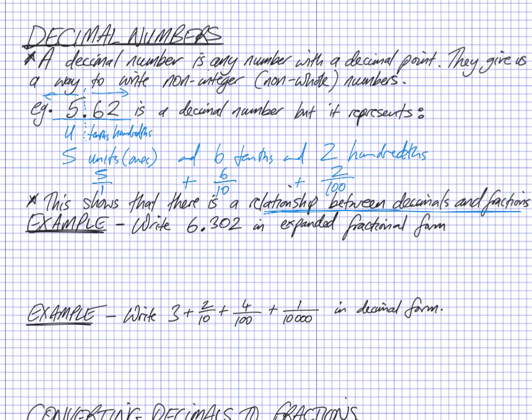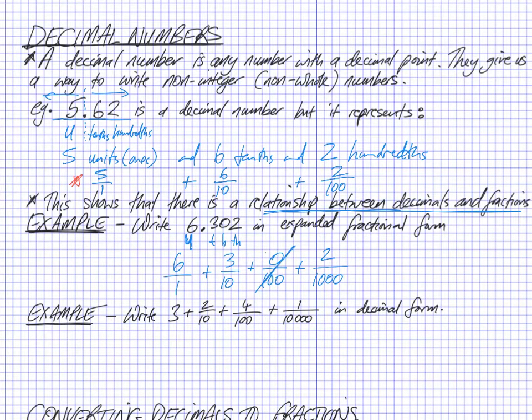So let's do another example. Write 6.302 in expanded fractional form. So we've got units, tenths, hundredths, thousandths. I'll do the units in capital and the smaller fractional ones in lowercase. Write it in expanded fractional form. So what we're trying to do is write it like this. So we've got 6 ones plus 3 tenths plus 0 hundredths plus 2 thousandths.